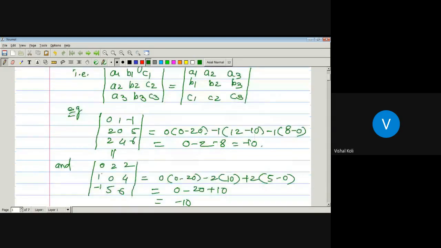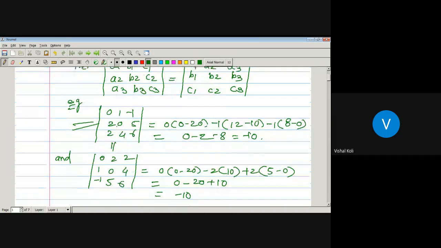Since the second determinant is the determinant obtained by interchanging the rows and columns of the first determinant, there is no effect of these operations on our given determinant value. Okay, so this will be our first property.